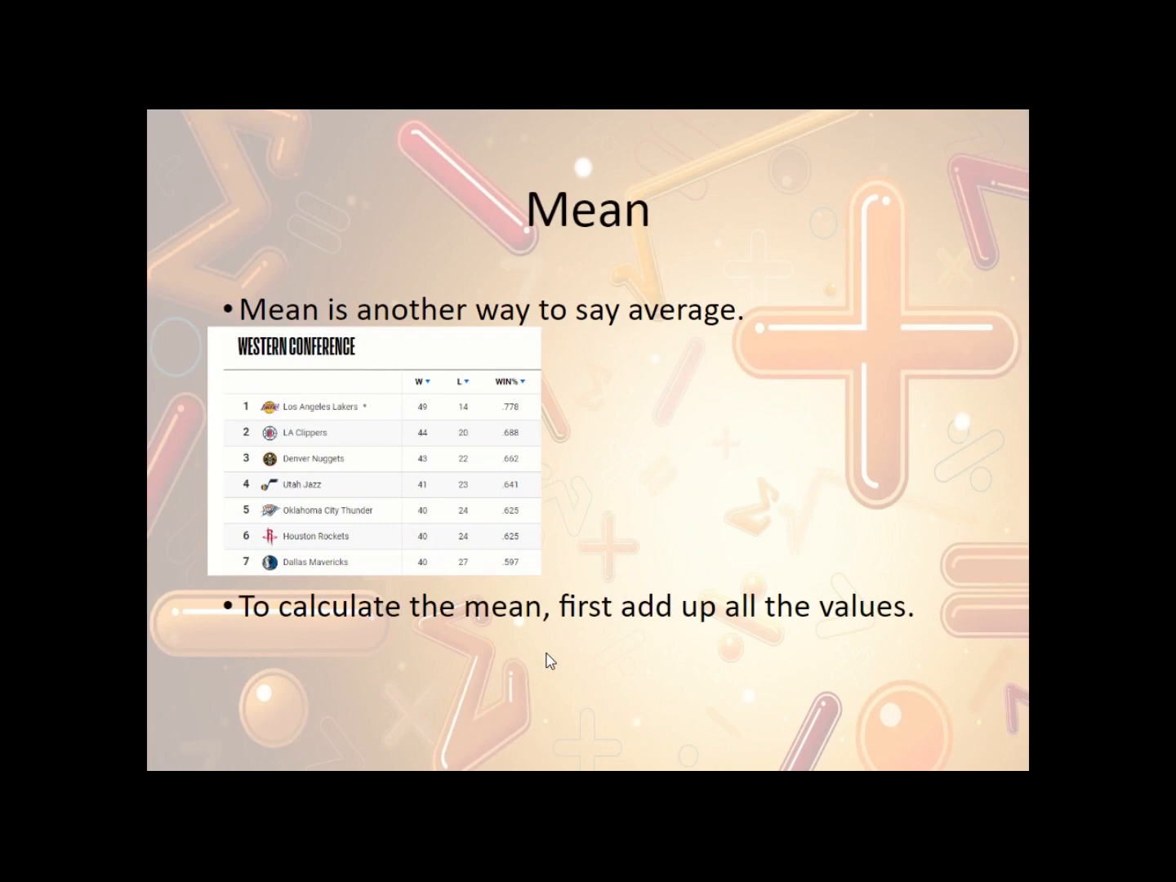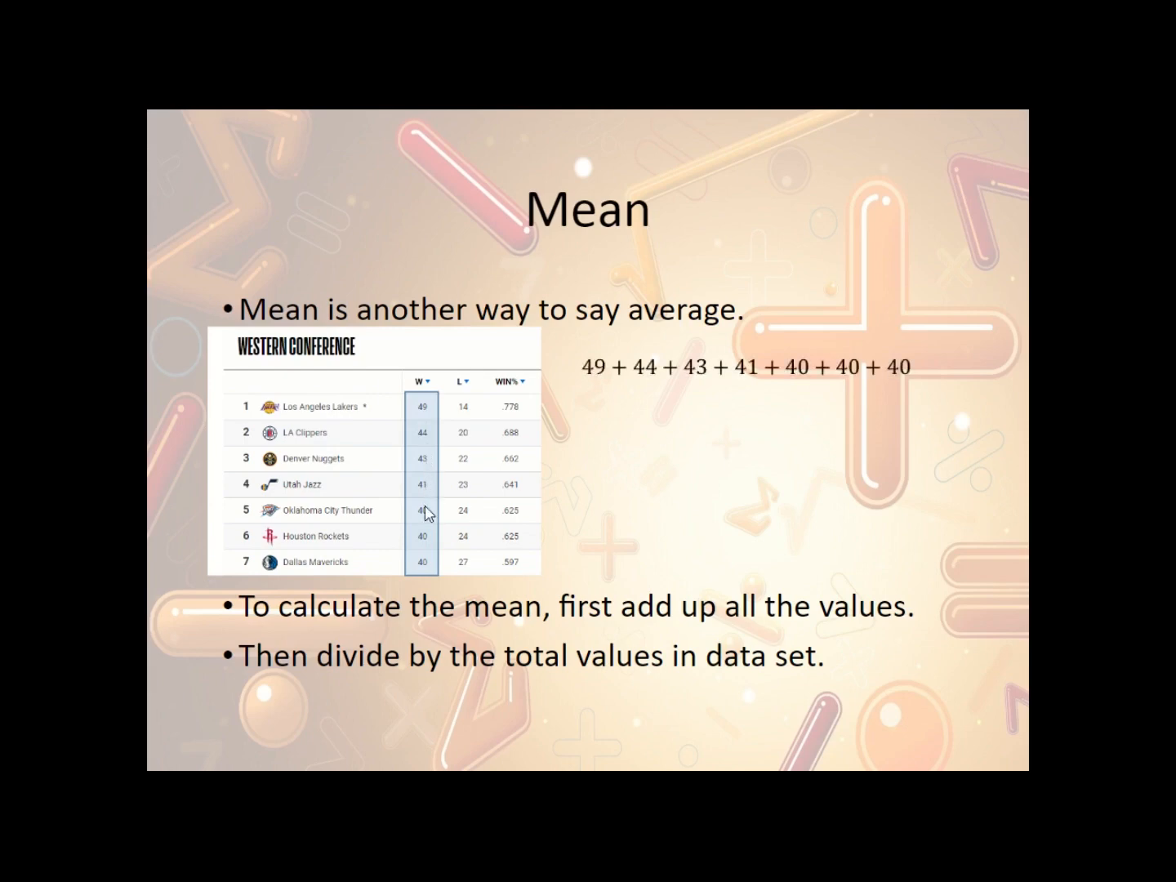So to calculate the mean, the first thing we do is add up all the total. And then once we've added them all up, we're going to divide by how many values are in the data set. So if we look here, we're going to take this win column and add all these together. So 49 plus 44 plus 43 plus 41 plus 40 plus 40 plus 40. So we add all 7 of those up. And when we add them all together, we end up with 297. So that's our total number of wins.